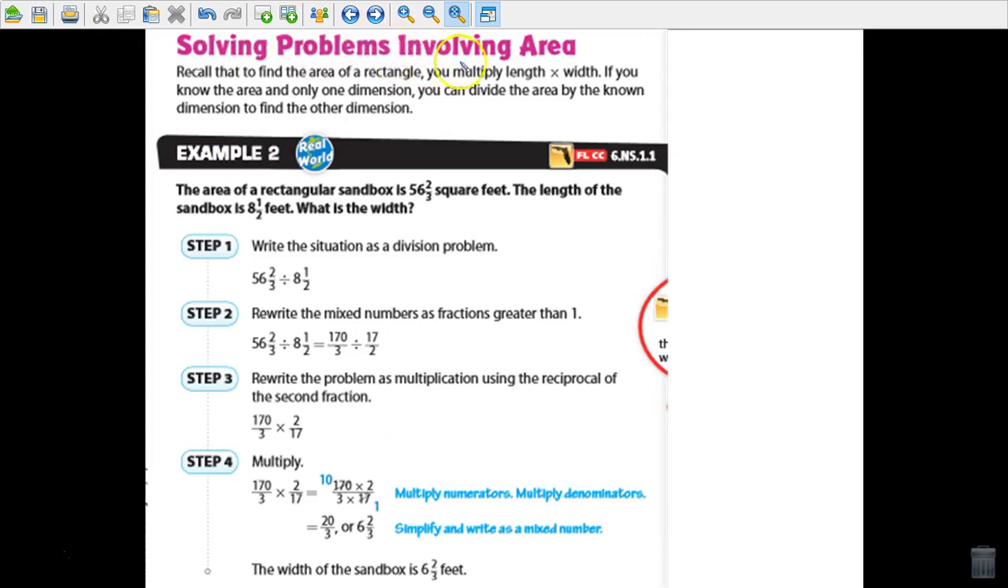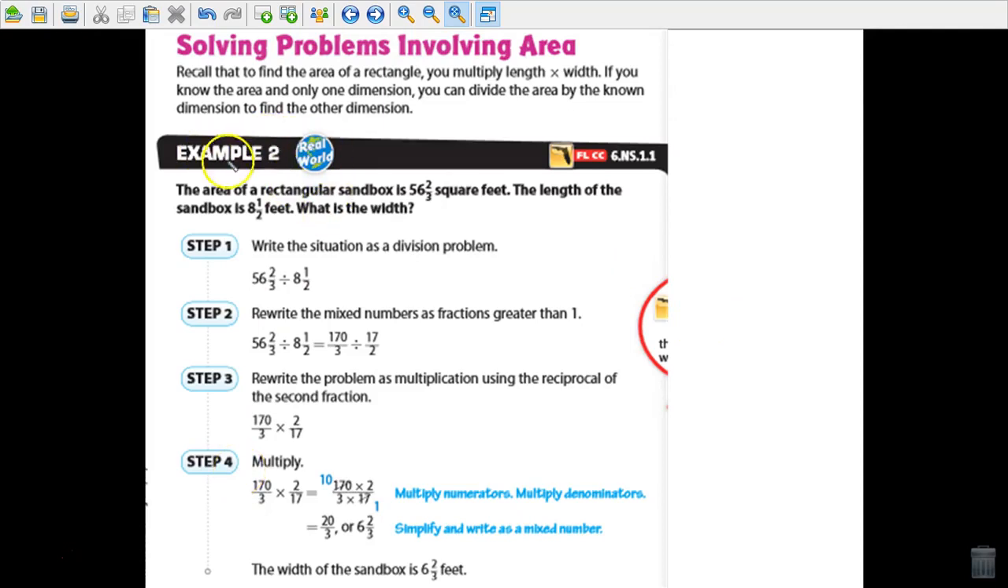So solving problems involving area. Recall that to find the area of a rectangle, you multiply length times width. If you know the area and only one dimension, you can divide the area by the known dimension to find the other dimension. Class, everybody should know area from elementary school, okay? It's length times width equals the area. So what they're going to do for us is they're going to give us the area and either the length or the width, and we're going to divide the area by the length or the width, okay? So it's the same exact thing we've just been doing, but now we're working with area, okay?